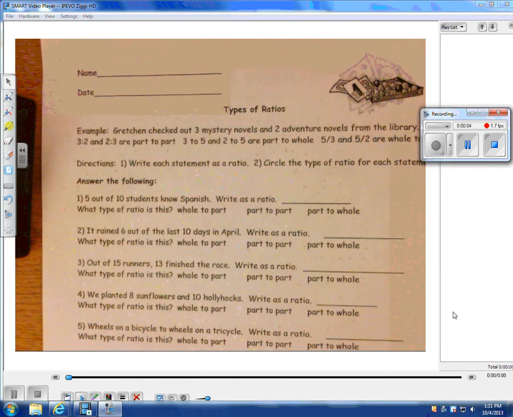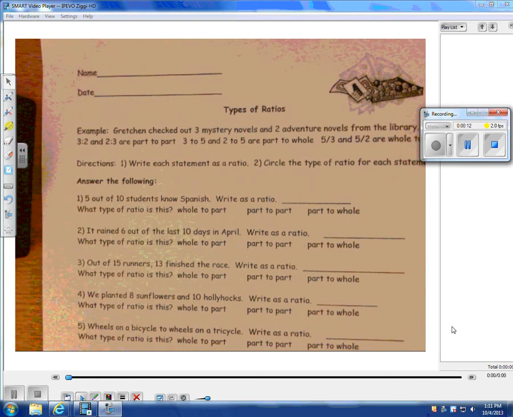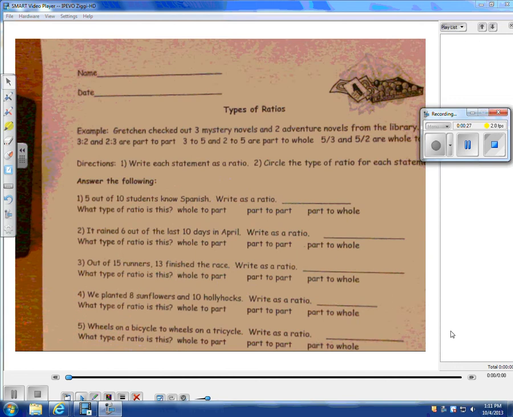Right, today we're going to look at the homework, types of ratios. I'm going to do numbers 1 through 5 on here, and then you can finish numbers 6 through 10 independently, due Monday. So our directions say to write each statement as a ratio and circle the type of ratio for each statement. So let's take a look at number 1.